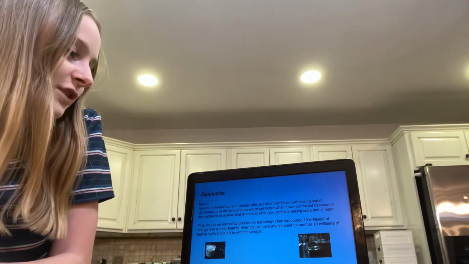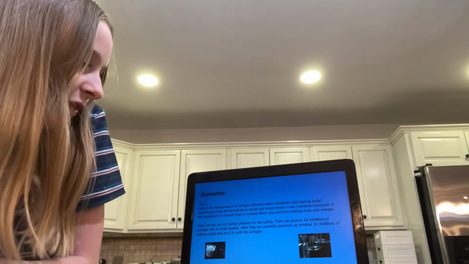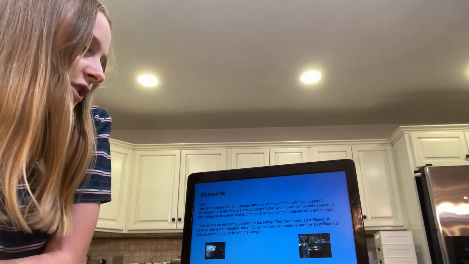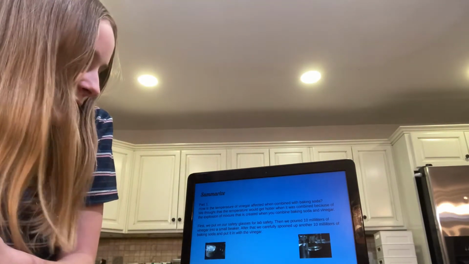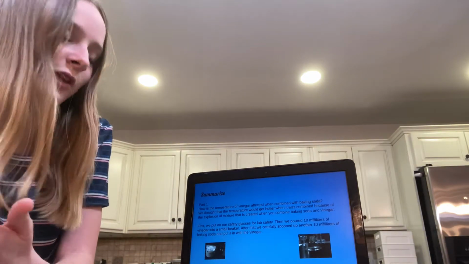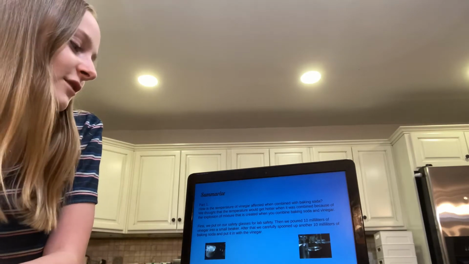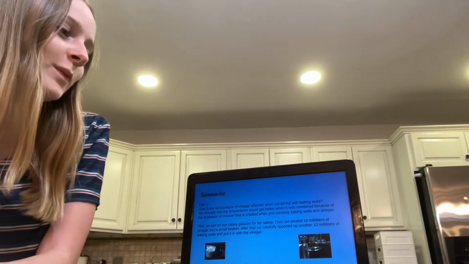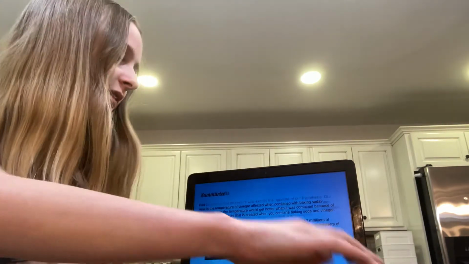Okay, so part one, summarize. How is the temperature of vinegar affected when combined with baking soda? We thought that the temperature would get hotter when it was combined because of the explosion of mixture that is created when you combine baking soda and vinegar. First, we put on our safety glasses for lab safety. Then we poured 10 milliliters of vinegar into a small beaker. After that, we carefully spooned up another 10 milliliters of baking soda and put it in the vinegar.